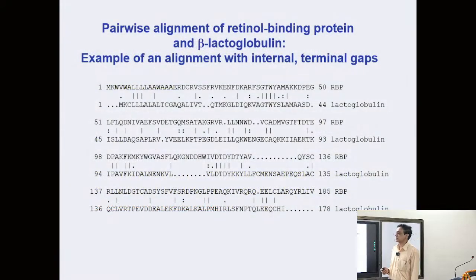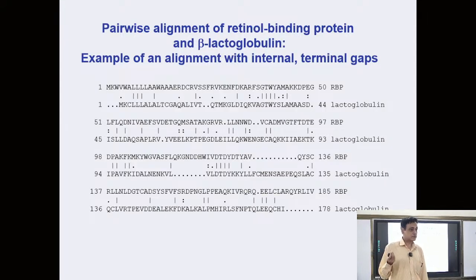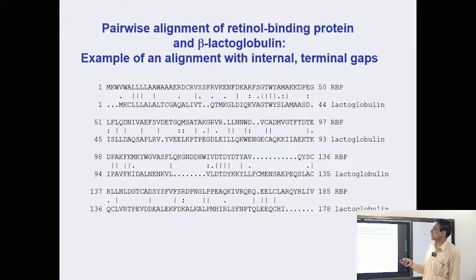Okay, so here is an example of pairwise alignment of retinol binding protein. Retinol, you know, what is that? Vitamin A. So this protein binds to vitamin A. So retinol binding protein, and another one, beta lactoglobulin. This is a milk protein, and these are lipocalins. So here is an example.